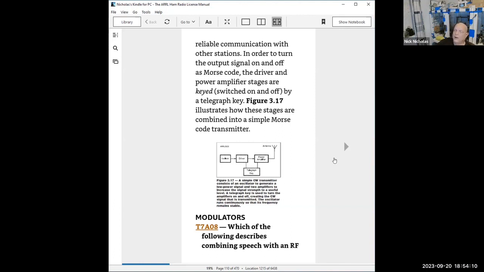But in the case of phone, what we have to do is carry the information. Phone meaning voice. For phone communications, we have to carry the information of the speech itself. We do that by capturing the audio frequency of the sound, like through a microphone. And then we take that sound and, in a sense, mix it to ride along with our fundamental frequency for transmission, the frequency we want to operate on.